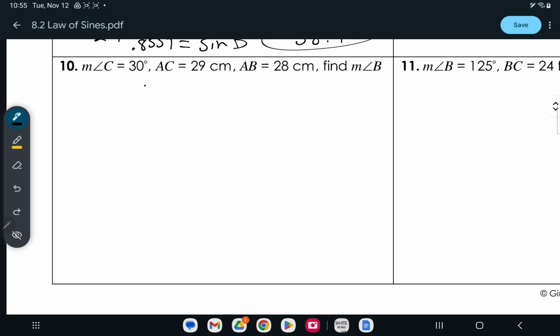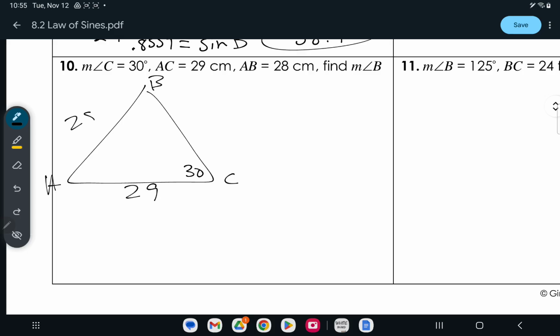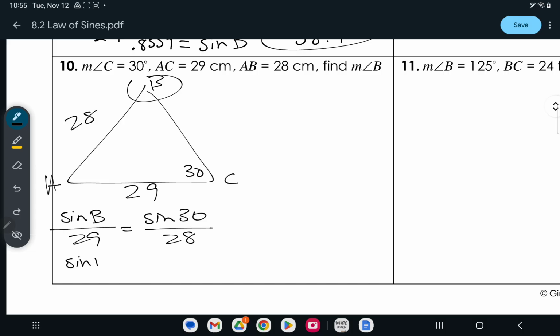Let's do two more. So A, B, C. Angle C is 30, AC is 29, AB is 28. Find B. So sine of B over 29 is sine of 30 over 28. So sine of B is 29 sine 30 over 28.